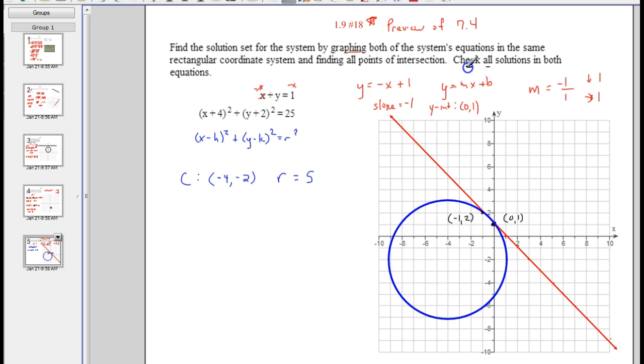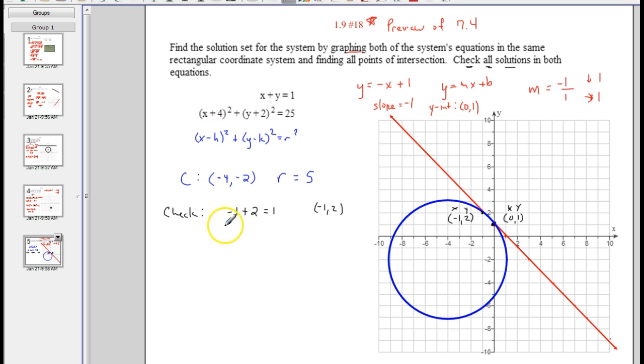Alright, and then the second part says check all solutions. So we have to plug these 2 points into both equations to see if it works. And I'm going to plug them into the original, so I'm going to erase this work here so you can see the original. Obviously, both of these work in the top one. Remember this is x, this is y in an ordered pair. If I plug in negative 1 for x, I get a negative 1, and then y is 2, so plus 2. Negative 1 plus 2 is equal to 1, so it works here. So negative 1, 2 works in the top equation.